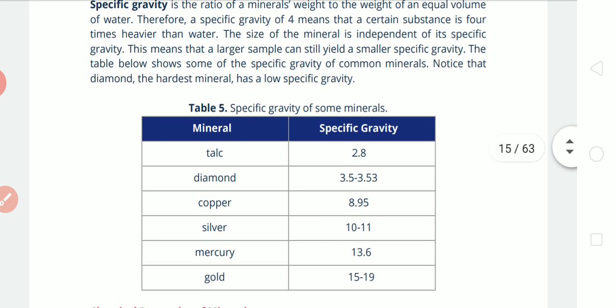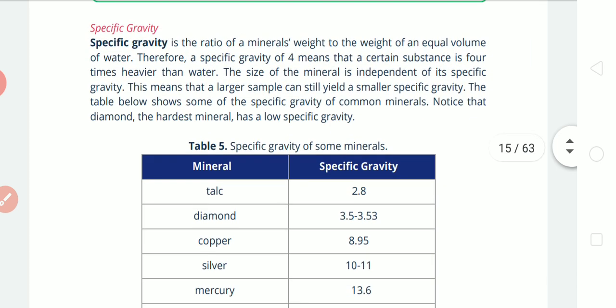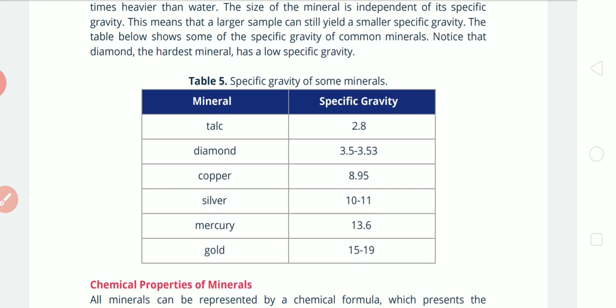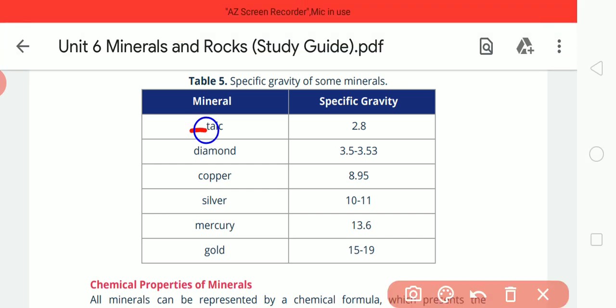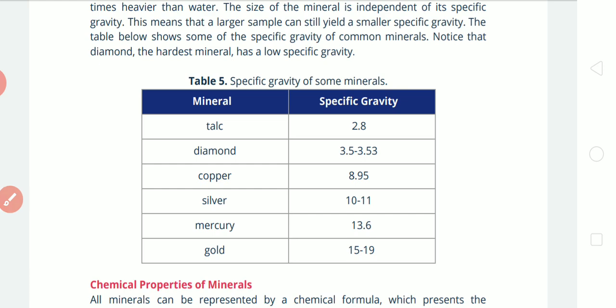So, here, we can observe that talc has the lowest specific gravity of 2.8, followed by diamond, copper, silver, mercury, and the one with the highest specific gravity is the gold. Okay, so I'll just end my discussion here on the physical properties. Then let's proceed with the chemical properties of minerals on the next video.